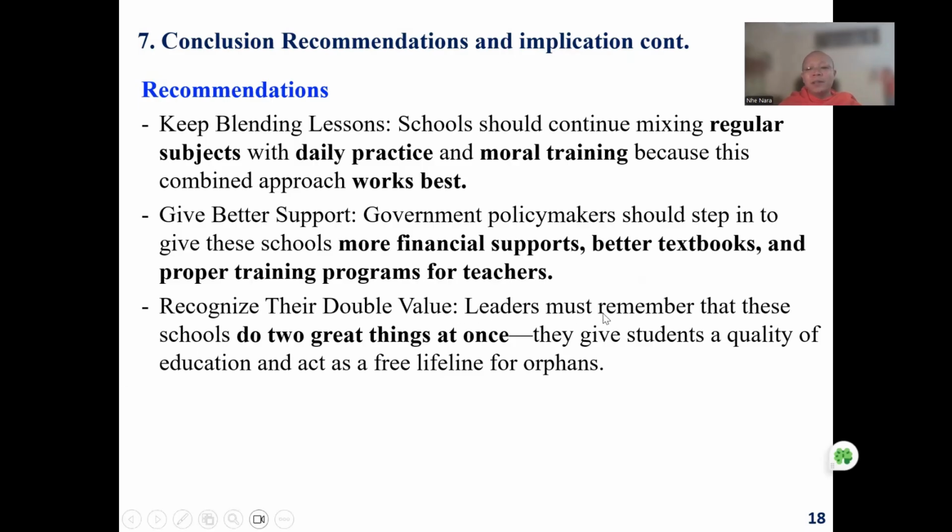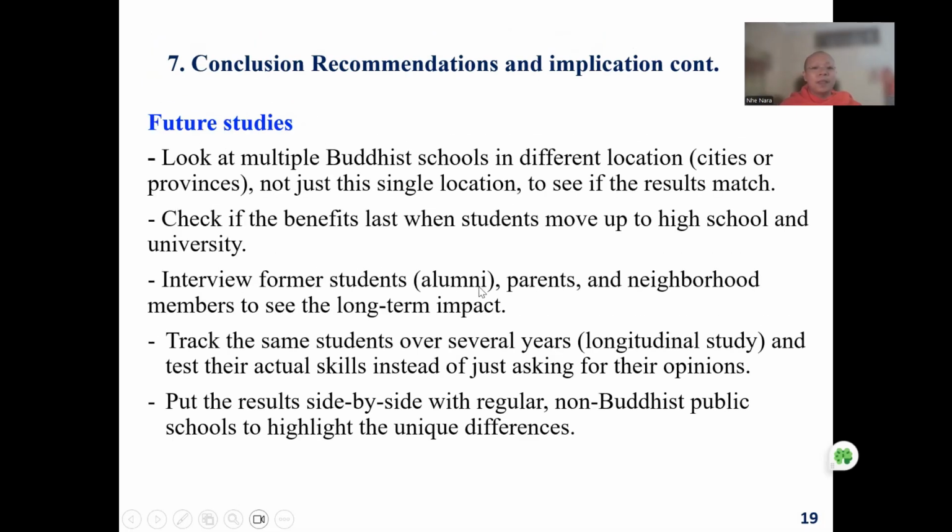Also, leaders must remember that the schools do great things at once, as mentioned earlier: the students' quality of education, and acting as a free lifeline for orphans. For future studies, researchers should focus on different locations, the cities or the provinces, not just this single location. And check if the benefits last when students move up to high school and university.